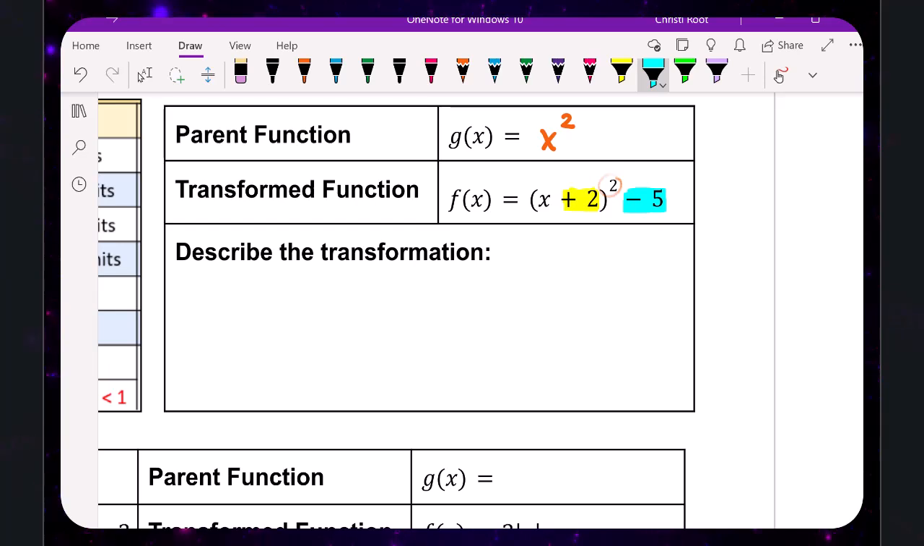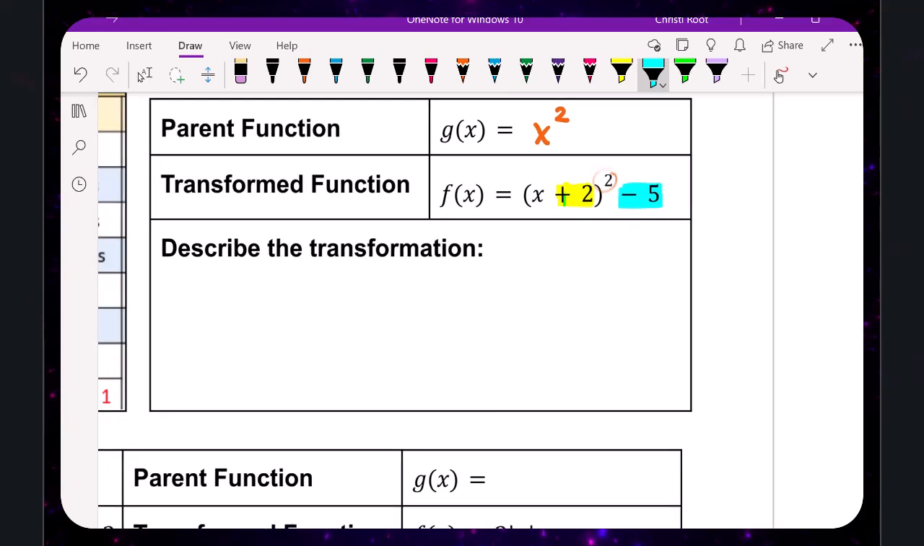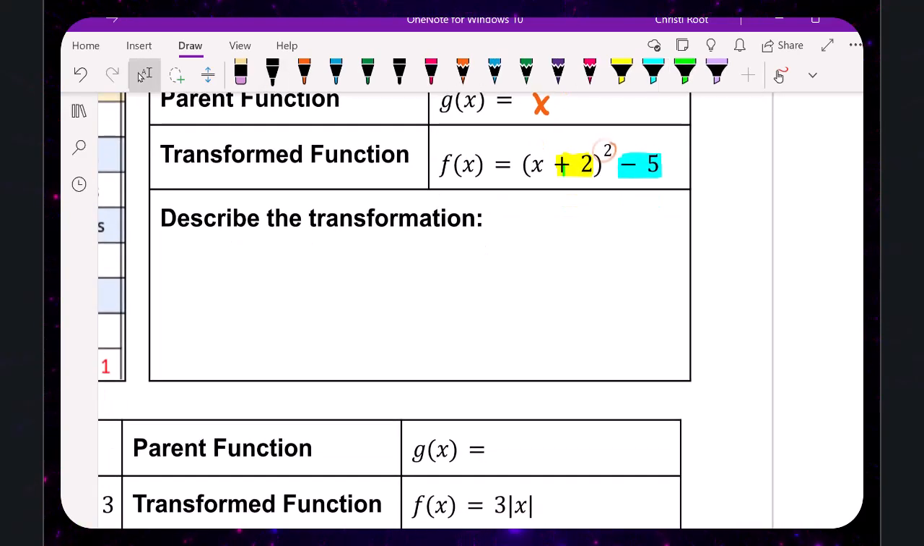So remember, when you have something being added to the x, let's look over here. If you're adding to the x, what happens? It goes left. So I'm translating this to the left 2 places. So translate left 2. What does that -5 do? The -5 is at the end. You are subtracting from the function. That is going to also translate it, but it's going to go down 5.